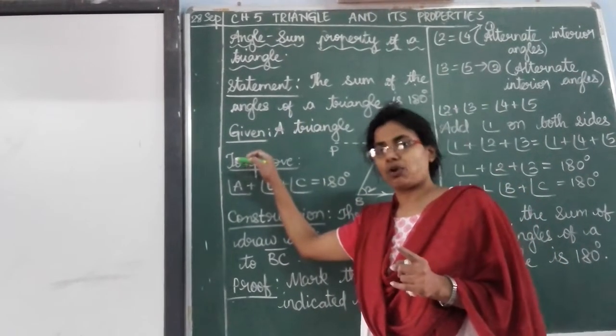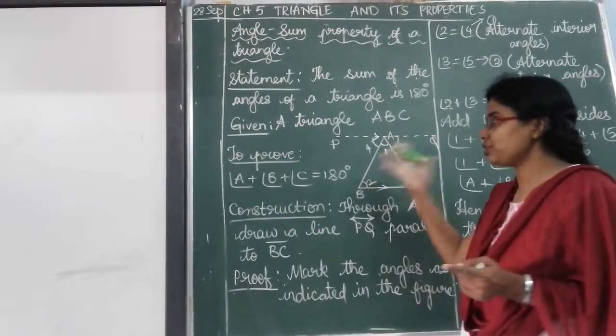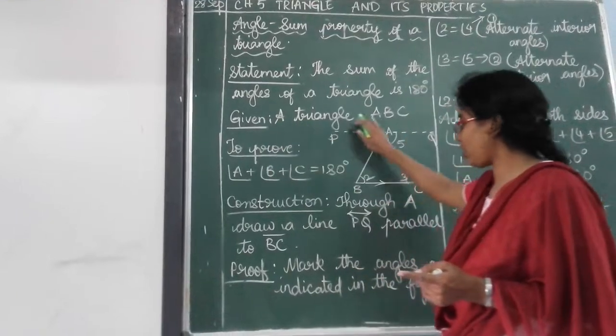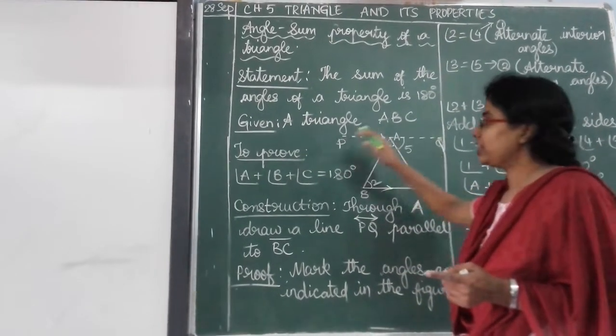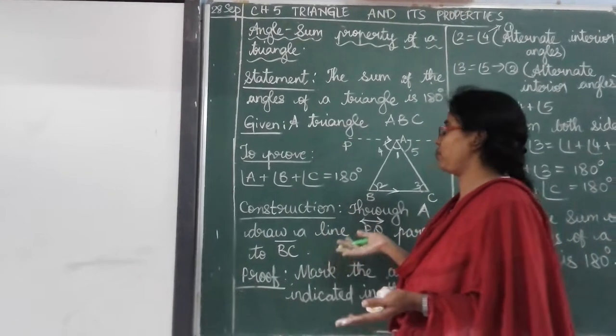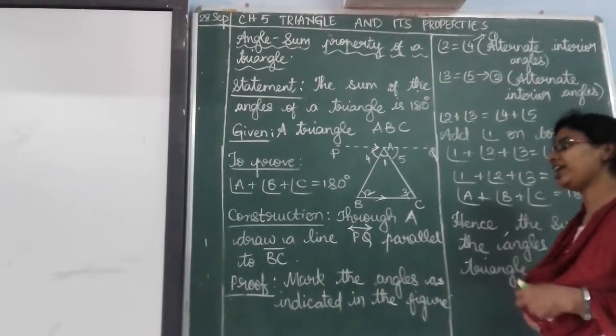So first write what is given. Without a triangle you cannot prove this theorem or this property. So let us take given as a triangle ABC. Then to prove, what are we supposed to prove? We are supposed to prove that angle A plus angle B plus angle C is equal to 180 degrees.